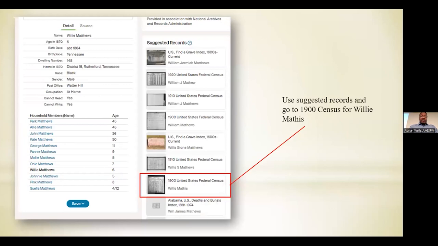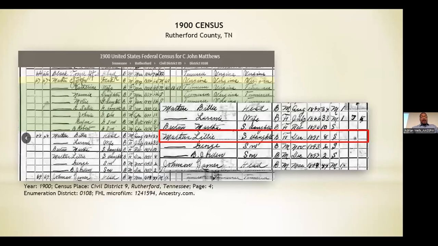So I go to this 1900 census, and it's in Rutherford County, Tennessee. And here we see that Will, in this census it's saying that it's a Billy Matthews, in this household with a wife of Lavinia. And then there's a Martha Beckton listed as a stepdaughter. And then there's a Lily Matthews listed as a stepdaughter.